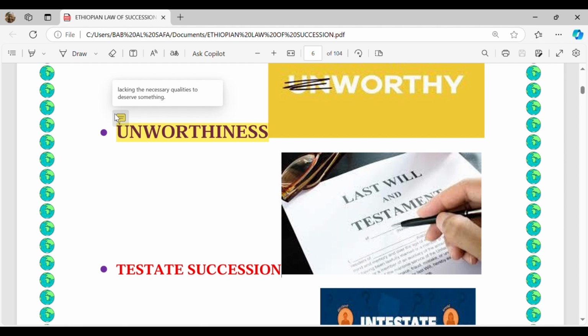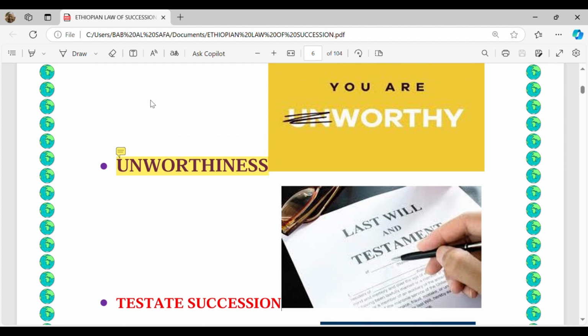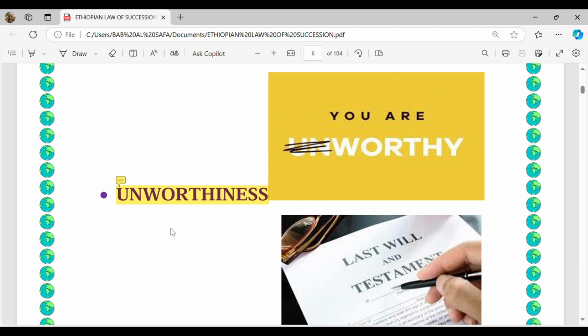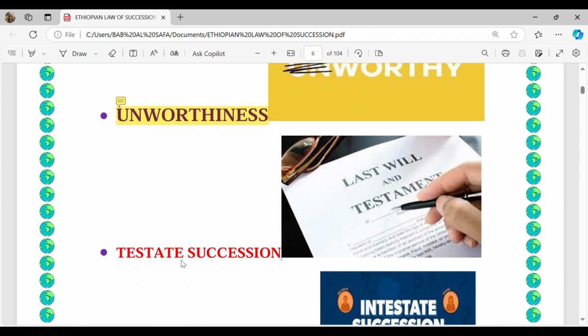The other one, really important to the law of succession, is unworthiness. What does it mean by unworthiness or being unworthy? This means lacking the necessary qualities to deserve something, lacking the qualities to take part in the division of the succession, in the devolution of the succession. This may result from the act of the heir or the rightful successor himself or herself. We will discuss it in detail, but now I am trying to make the term itself clear. Once we understand the meaning of these important terms, it is quite easy to understand the detailed discussion on each concept.